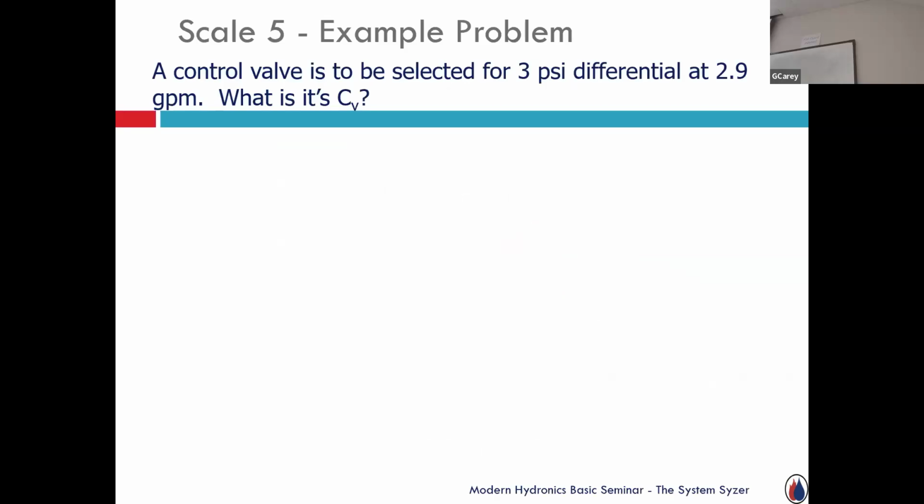So there's a control valve to be selected for a 3 psi differential at a flow rate of 2.9 gallons a minute. So maybe you have a bunch of, say, chilled water fan coils scattered throughout an office building. And to get the performance out of this particular load in this office area, it needs 2.9 gallons a minute. That's pretty detailed. It doesn't have to be quite that, but that's the statement that the engineer came up with: 2.9 gallons a minute. And the control valve is to be selected to create a 3 pound pressure differential.